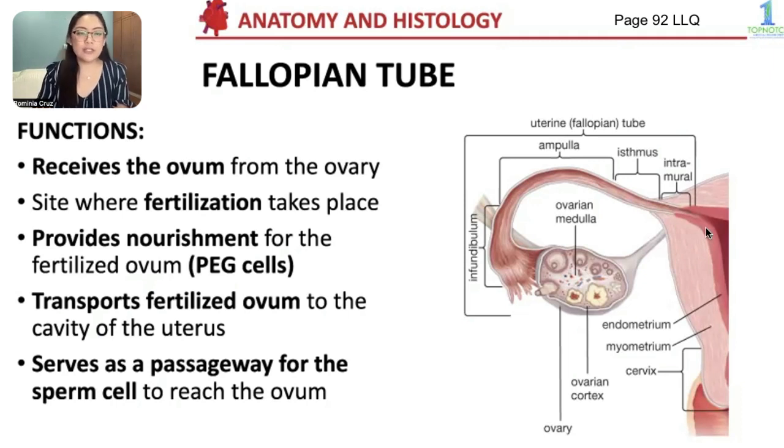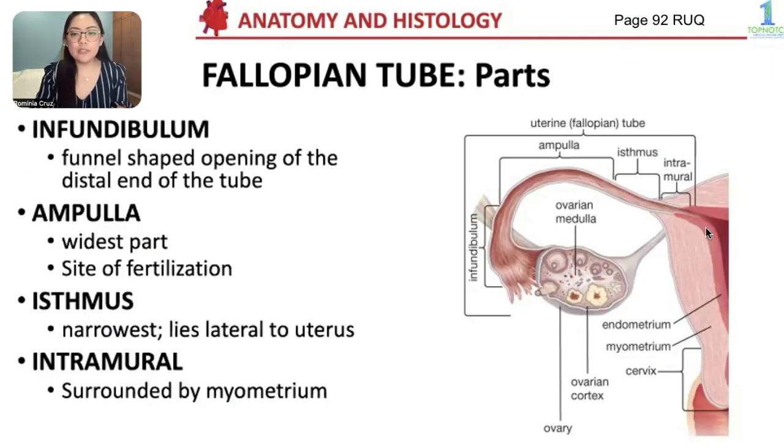So specifically, we have several parts in the fallopian tube. The infundibulum is the most distal part of your fallopian tube and has a fimbriated end. And this part is the part which receives the ova from the ovaries. The ampulla is the widest part with a diameter of around 5 to 8 millimeters. This is the site where fertilization occurs, and it is also the most common site for ectopic pregnancies.